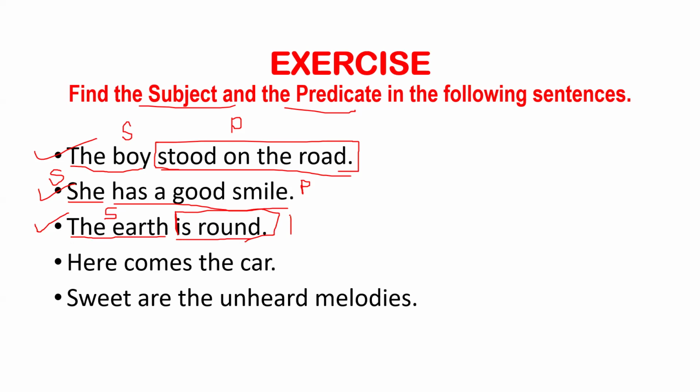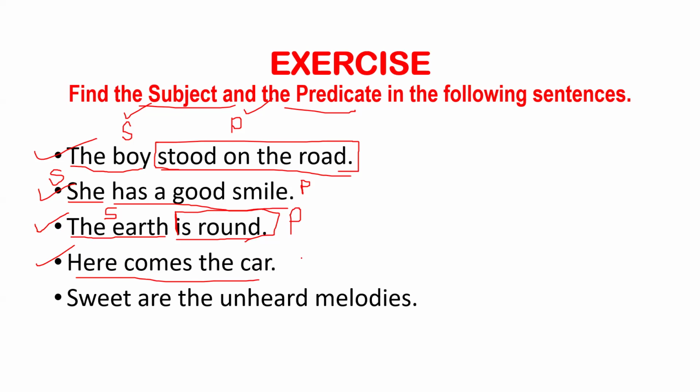So here I would also like to mention that it does not follow this rule that the subject would always come in the first part of the sentence and predicate would always follow it. It can happen, like for example, in this sentence, here comes the car. Here you see how they have inverted the structure and how you would identify the subject and the predicate here.